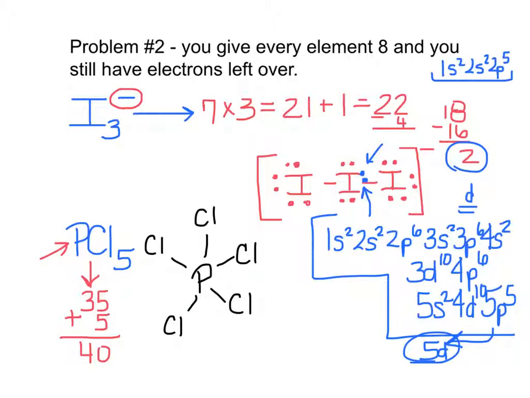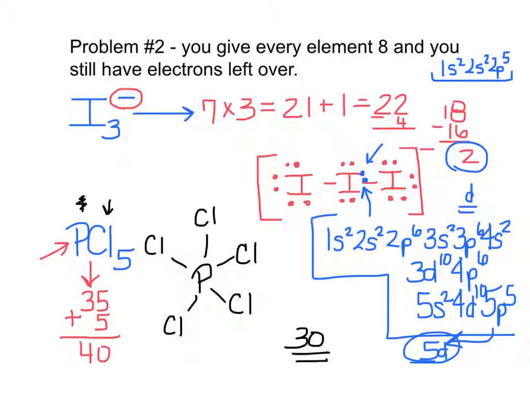So if you see something like this, an element and more than 4 things around it, you can just go ahead and connect them to the middle one, and we'll go from there. So we've gone ahead and we've connected the chlorines. Those are 5 bonds. That makes 10 electrons we've placed. We need to place 30 more electrons.